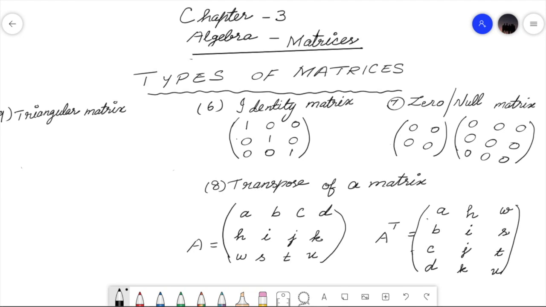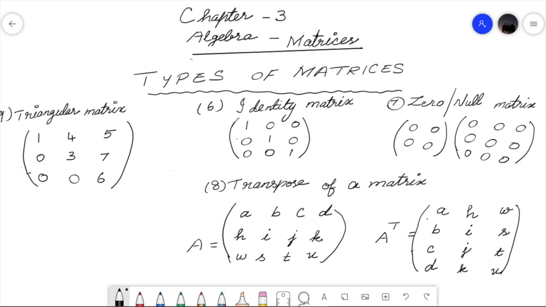And next, triangular matrix. Here, in a square matrix, we have two triangles. One is the upper triangle and the next one is the lower triangle. So if the matrix is an upper triangular matrix, then it will be like this. 1, 4, 5, 0, 3, 7, 0, 0, 6.